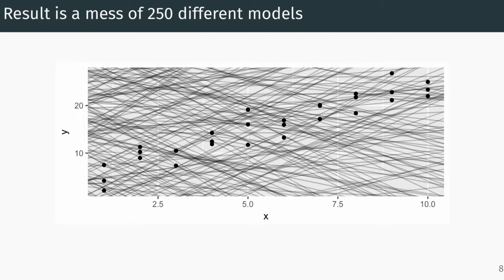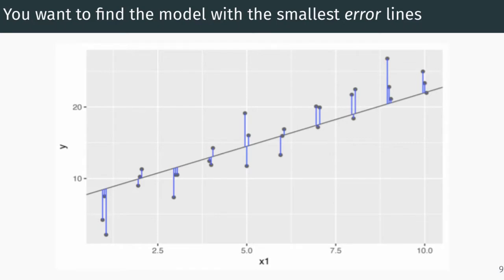So there's what we get. And none of these models are particularly good, and they're just random models. This isn't really what we want, but if we had no intuition, this is the best that we could do. What we want is something that would minimize these error lines.